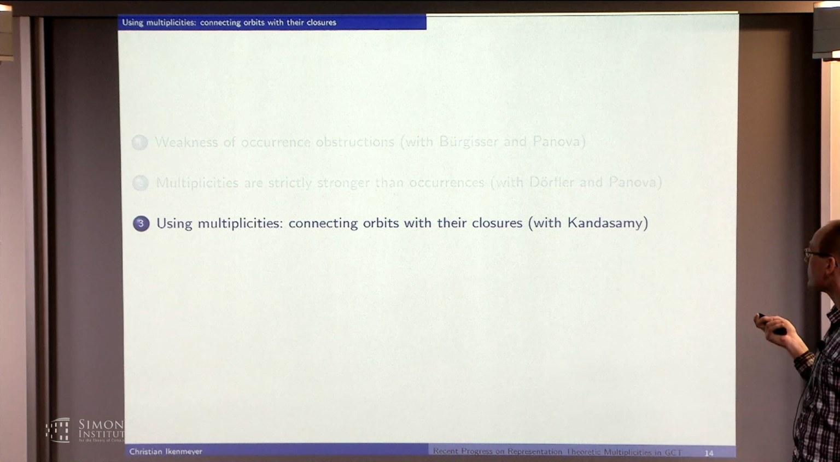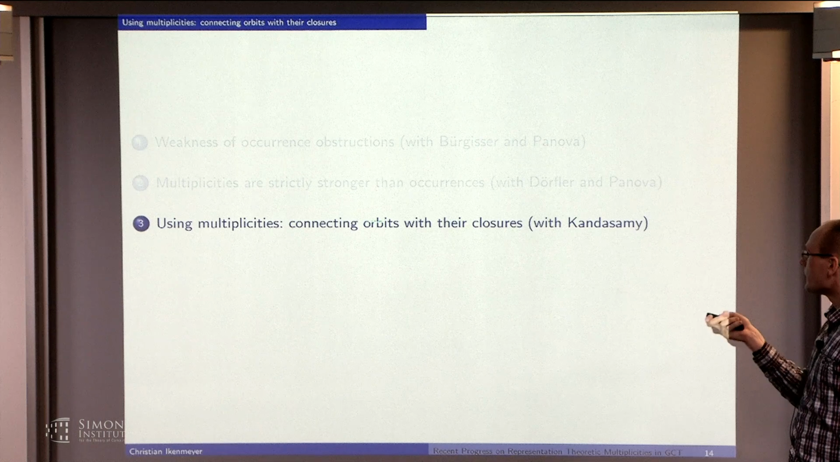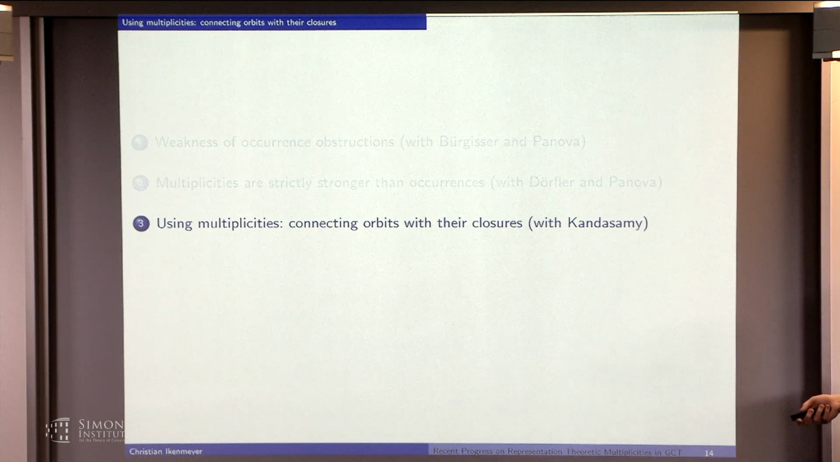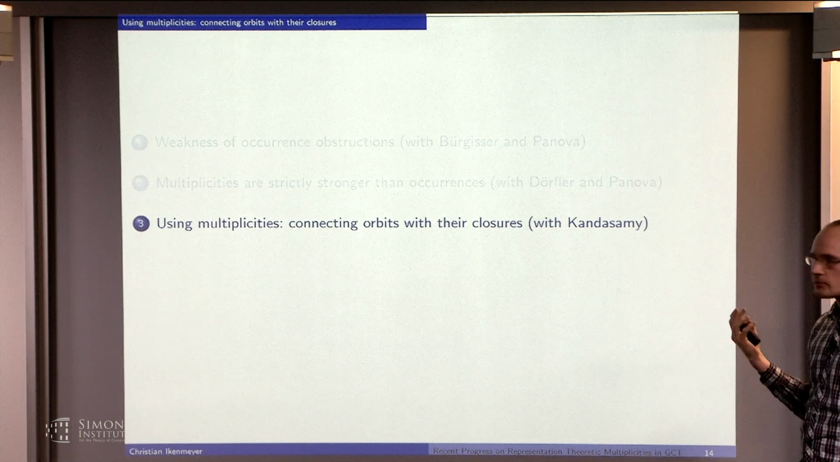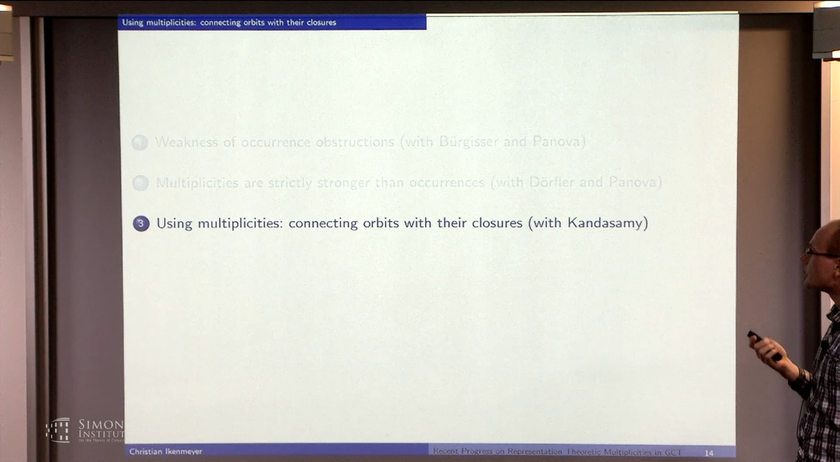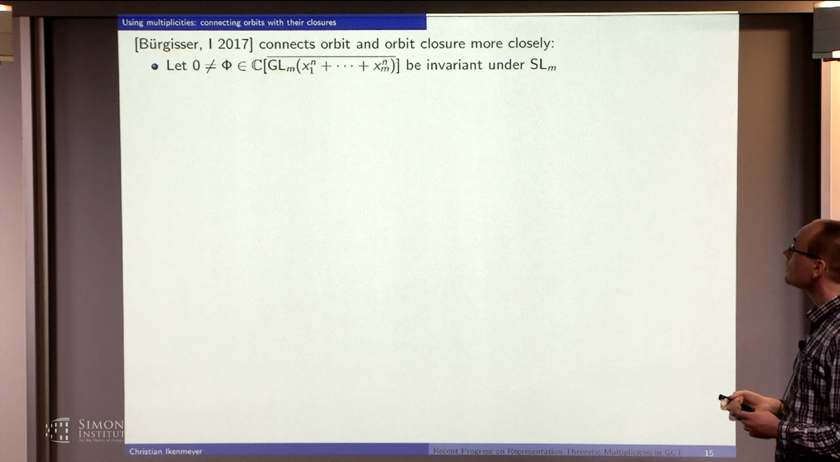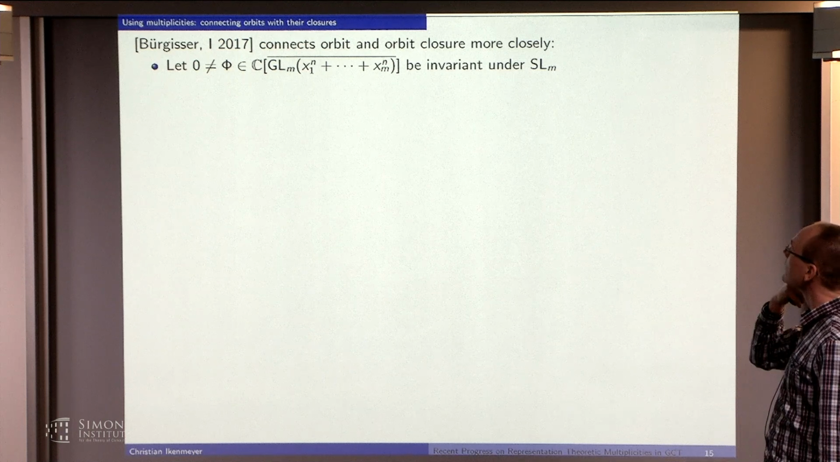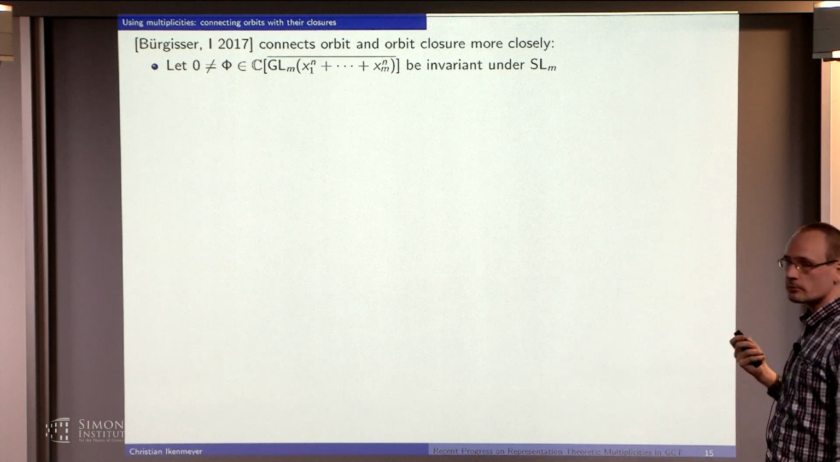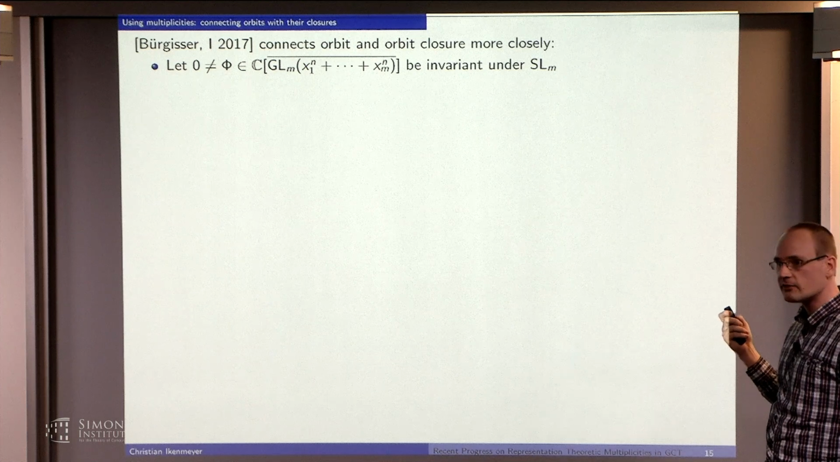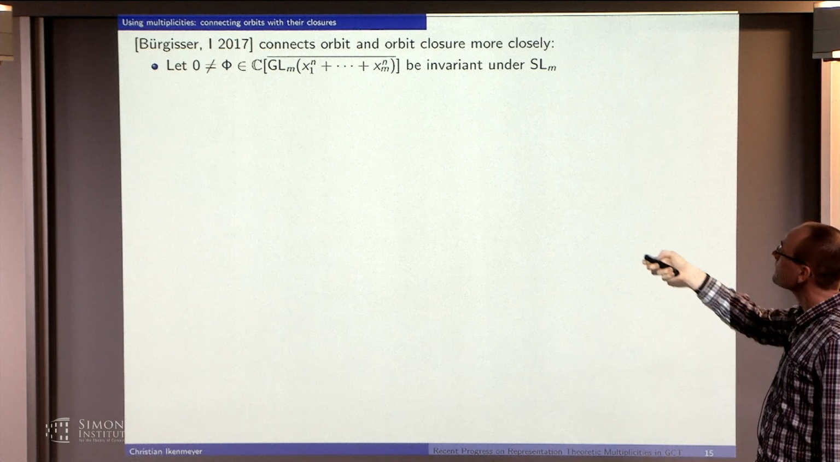This is the work with my student Umangatan Kandasamy, where we try to connect the orbits with their closures as closely as we possibly can. It starts with work with Peter about the connection of orbits and orbit closures. It's a paper called Fundamental Invariance of Orbit Closures.